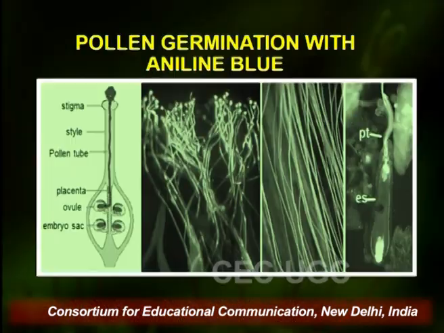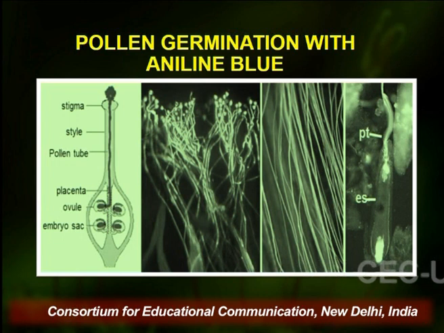And there is one picture which I would like to show you here. Here you can see that there are pollen present on the stigma, and you can see pollen tubes traversing through the style, and eventually they reach the ovules.